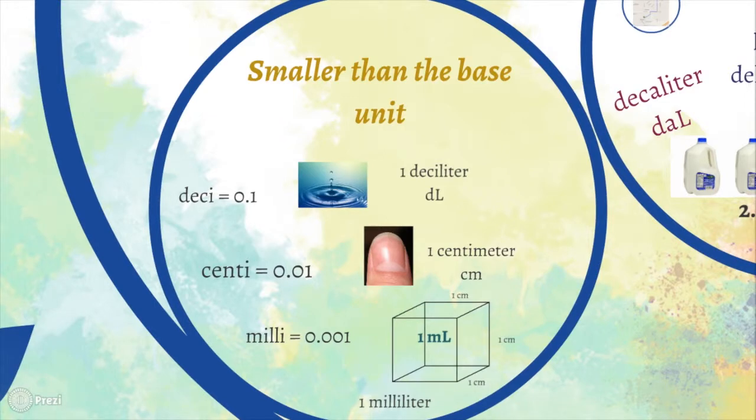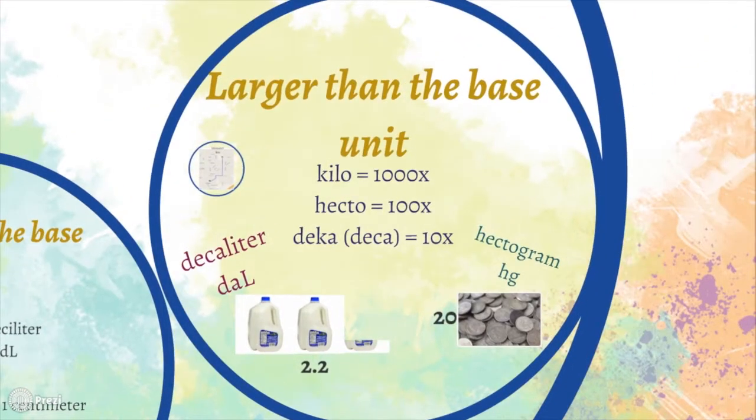So now let's look at the prefixes that are just larger than the base. We'll start at the bottom. First we have deca, and deca can be spelled D-E-K-A or D-E-C-A, and it means 10 times the base. So a decaliter is 10 liters, which is 2.2 gallons of milk. Deca is abbreviated da. Hecto is 100 times larger than the base, so a hectogram is 100 grams. For example, 20 nickels is about 1 hectogram. Hecto is abbreviated lowercase h.